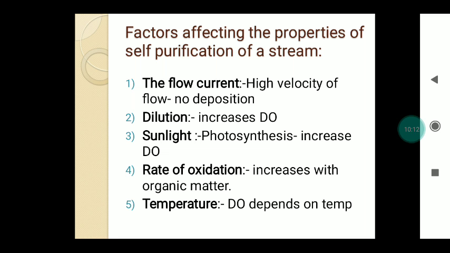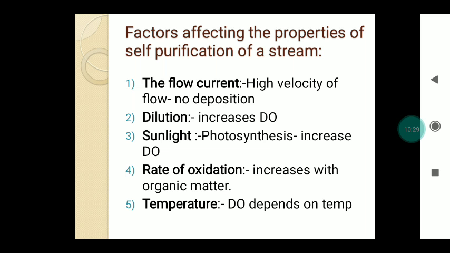The next factor is the rate of oxidation. It increases with the organic matter. Oxidation increases with the organic matter present in the sewage, because the bacteria decompose or oxidize the organic matter which is present in the sewage.